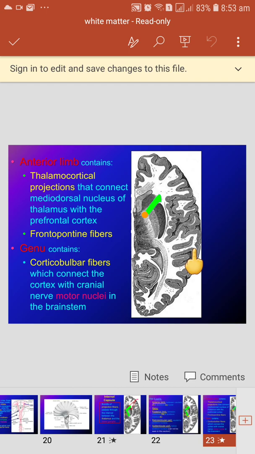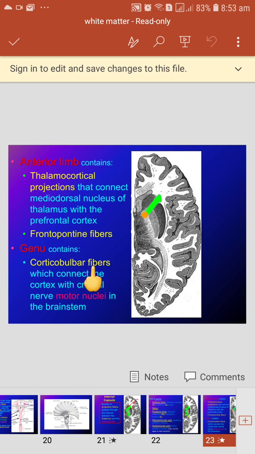Now we come to the fibers related to all parts of the internal capsule. Firstly, the anterior limb. It contains the thalamocortical projection fibers that connect the mediodorsal nucleus of the thalamus with the prefrontal cortex. They also have the frontopontine fibers. So the point to note is that there are two types of projection fibers located in the anterior limb. These are thalamocortical and the frontopontine fibers.